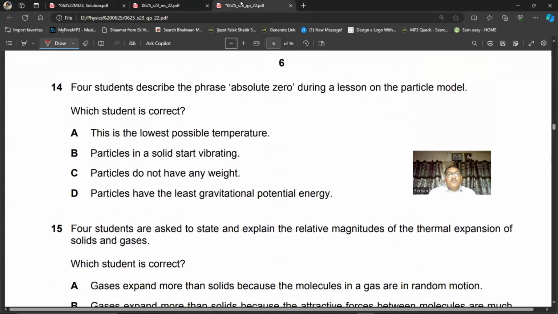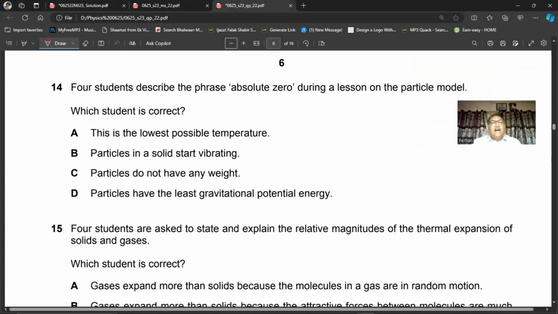Okay, the next question coming up on your screen is question number 14. It says, four students describe the phrase absolute zero during a lesson on the particle model. Which student is correct? This is the lowest possible temperature. Yes, when we study Charles's law, they say the lowest possible temperature is 0 Kelvin, which is called absolute zero. So that sentence is right.